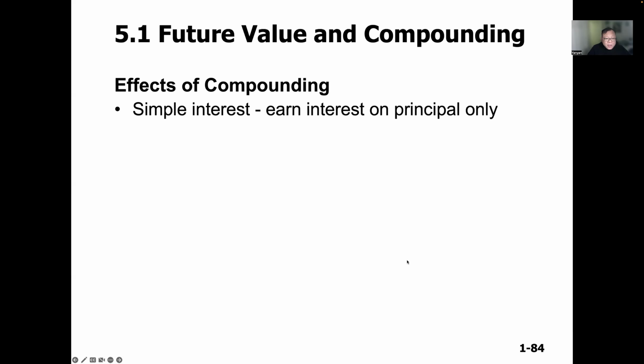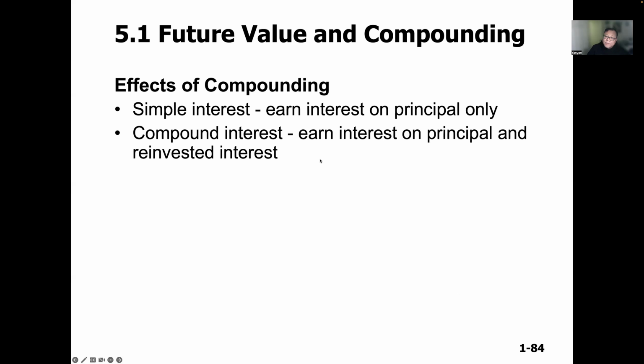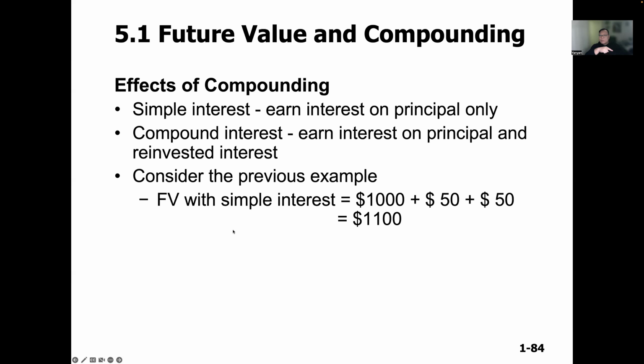So compound interest means that you keep the interest you earned together with the principal, and the future interest earned will be calculated based on the updated balance, which includes principal and interest earned in the previous periods. Okay, so compound interest is you earn interest on principal and the reinvested interest. Let's consider one example. In that example, the future value with simple interest would be, so let's see.